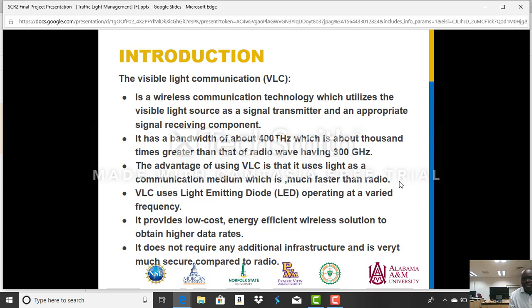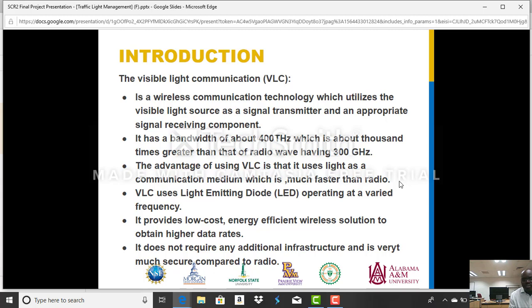The advantage of using visible light communication is that it uses light as a communication medium, which is much faster than the radio. As you can see, the radio only has a bandwidth of 300 gigahertz, while the visible light has 400 terahertz. The visible light uses light emitting diodes operating at a variety of frequencies, and it provides low cost because we're using LEDs, which are very cheap. It provides low cost, energy efficient wireless communication to obtain higher data rates.